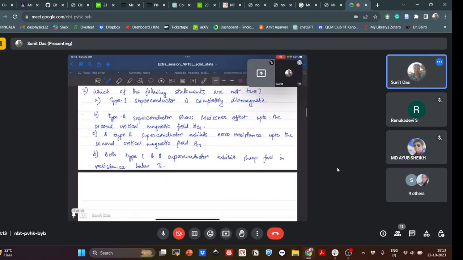Okay, so again we need to find the false statement. The first option is type 1 superconductor is completely diamagnetic. Second, type 2 superconductor shows the Meissner effect up to the second critical magnetic field. Third option is type 2 superconductor exhibits zero resistance up to the second critical magnetic field. And the last option is both type 1 and type 2 superconductors exhibit a sharp fall in resistance below Tc.